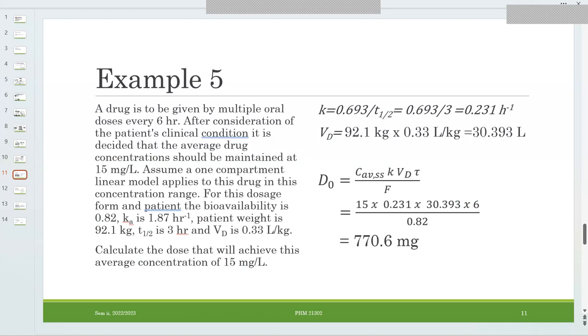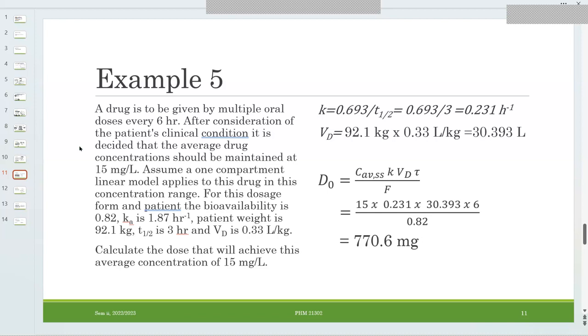Another example where we have the target average concentration and tau, but we need to calculate the dose to achieve these levels. Here a drug is given by multiple oral doses every 6 hours. After consideration of the patient's clinical condition, we want the average steady state concentration to be 15 milligram per liter. Assume a one compartment linear open model. The bioavailability is 0.82, Ka is given, patient weight is 92.1, T half is 3 hour, Vd is whatever. Calculate the dose that will achieve this.